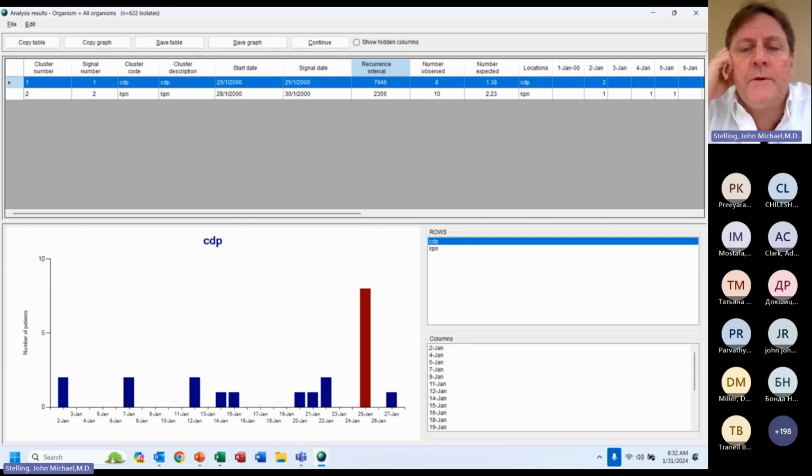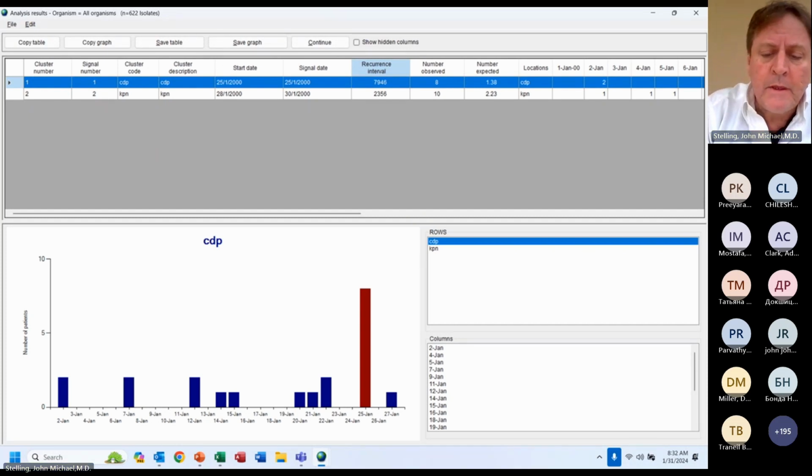So the recurrence interval is more meaningful when you're doing prospective work. I don't want to use a p-value of 0.05 as my threshold because then WHONET will throw up statistically significant results every 20 days on average, which is consistent with random variation. So that's why the recurrence interval is more meaningful when you're doing something prospectively every day.